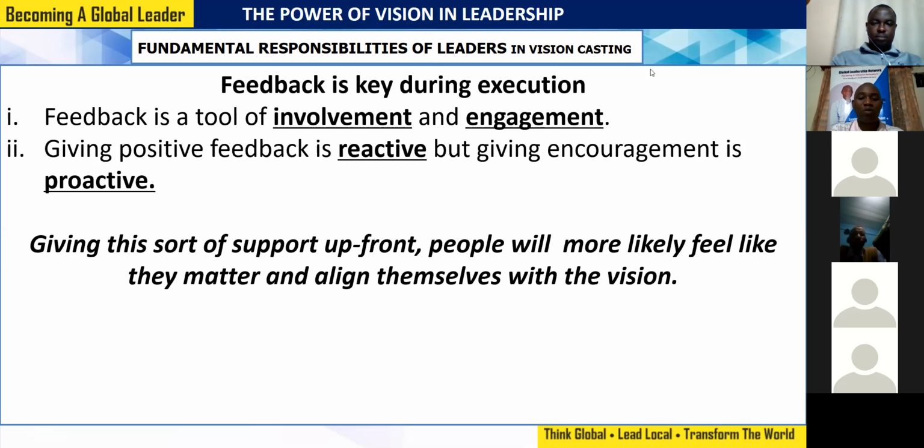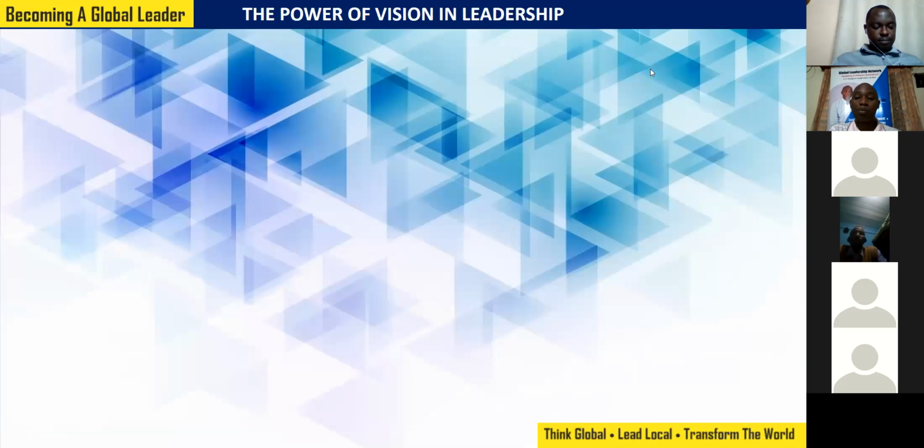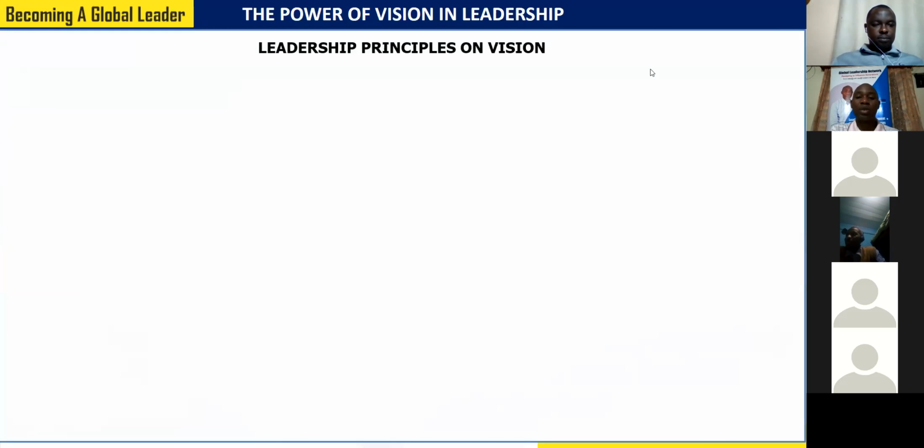So giving this sort of support upfront, people will be more likely to feel they matter and align themselves with the vision. So the leaders who are able to use praise or encouragement to genuinely transform their groups actually experience a deep, heartfelt appreciation for the people they lead. So feedback is a very appropriate tool that we need to use so that we can keep on ensuring that people are on track and they don't get distracted.